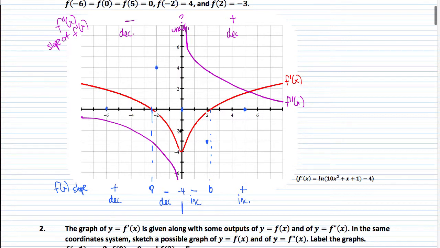To the left of the vertical axis, I have a decreasing slope. I also see that my second derivative is negative this entire time. Well, what does that matter? That means that my function is concave down for this entire range of values. On the right-hand side, my second derivative is positive, which means my function is concave up, right?